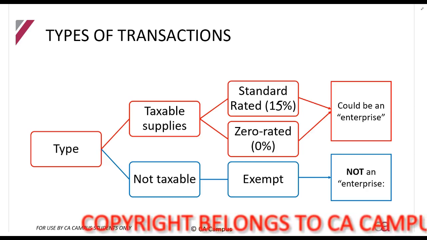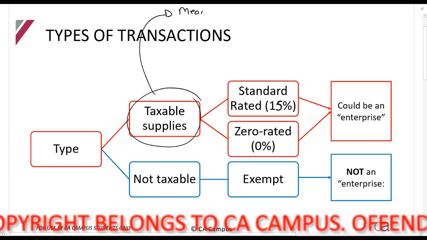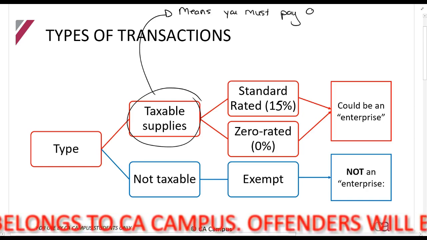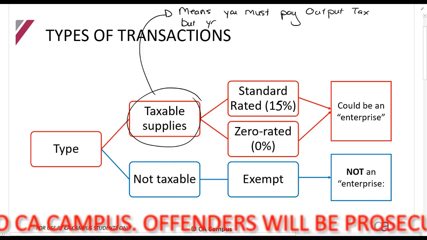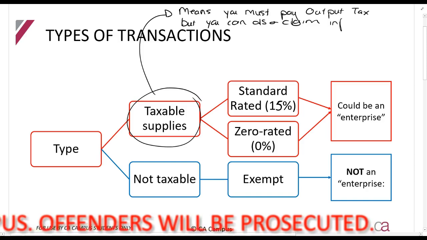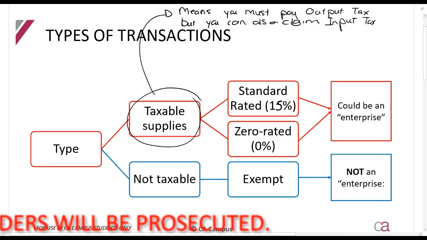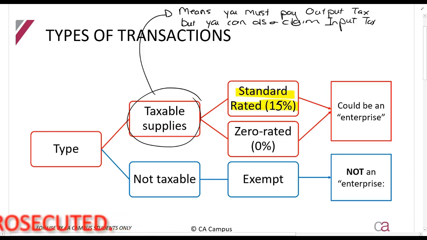So again, just as a reminder, taxable supplies, I'm going to make a comment here, means you must pay output tax, but you can also claim input tax. So if you make taxable supplies, you will and must pay output tax according to the law, but you can also claim input tax. Now, when are you making taxable supplies? If you make standard rated supplies, what, 15%, or zero rated supplies.